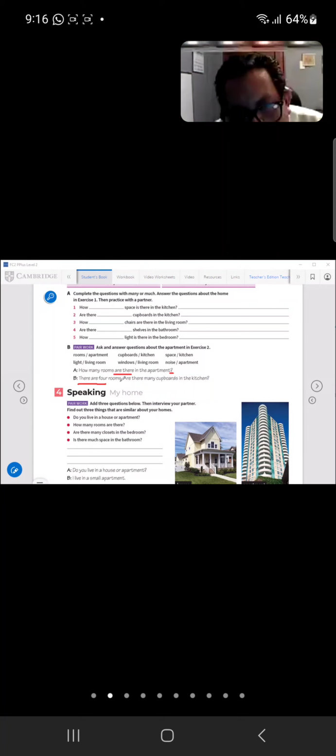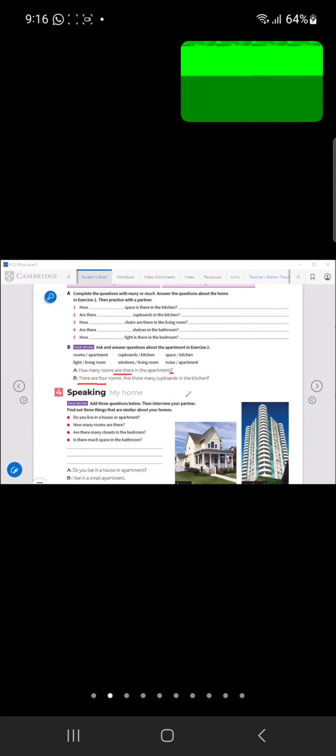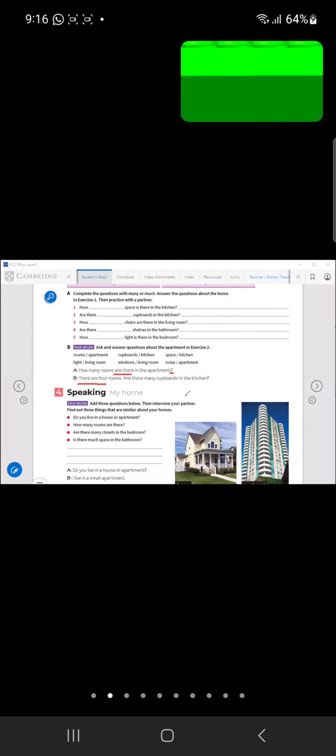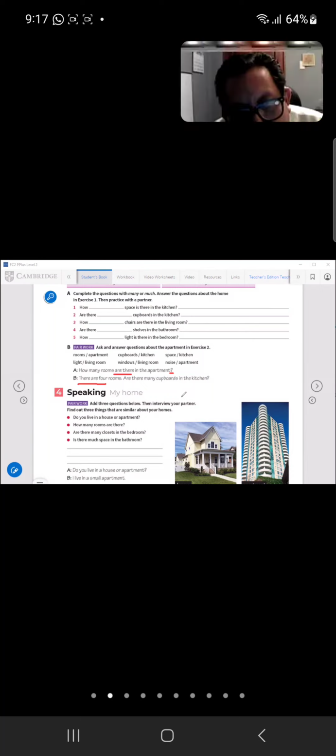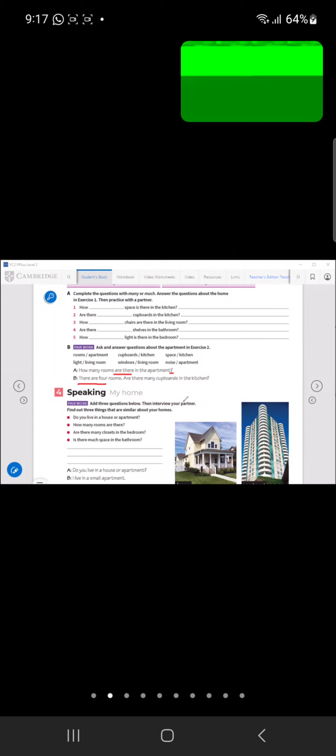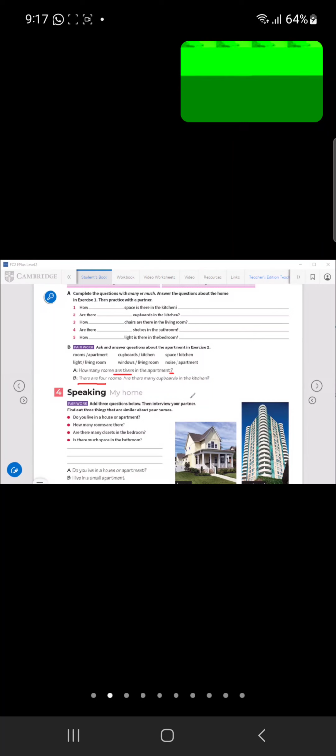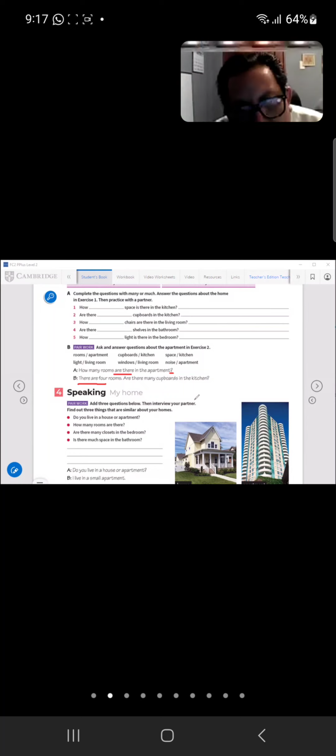Or depending on the number of rooms. There are 4 rooms. There is 1 room, for example. So I use there is because I'm going to talk about only 1 room. Or there are 2 rooms. There are 3 rooms. But if you want to say hay un dormitorio, you say there is, because we use there is for singular countable nouns and uncountable nouns too.